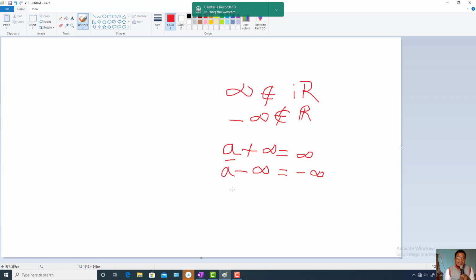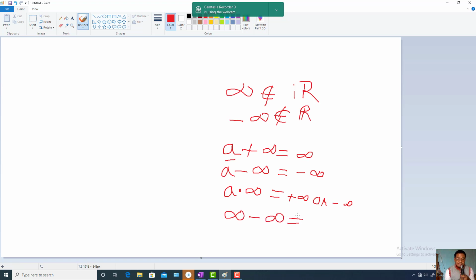Then a times infinity is either positive infinity or negative infinity. If a is positive, a times infinity is always positive infinity. If a is negative, then a times infinity is negative infinity.